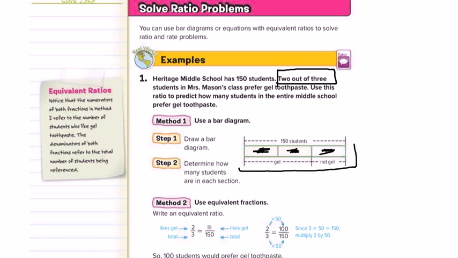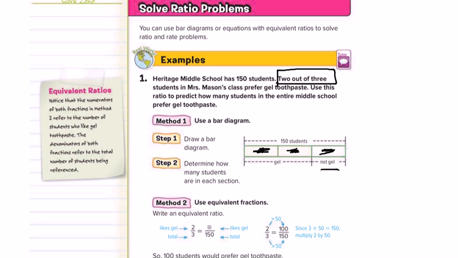Now, 2 out of 3, like it states in the problem, of students in Mrs. Mason's class preferred gel toothpaste, and those are shown here with these 2 sections. Therefore, the remaining section are those who do not prefer gel toothpaste, which is shown here with the 3rd section. Then I'm going to label the whole thing, that 2 out of 3.